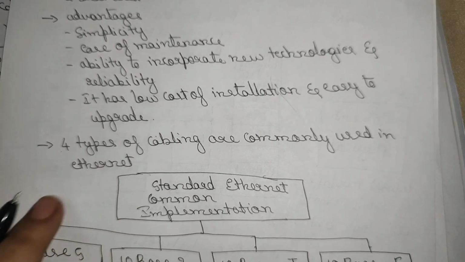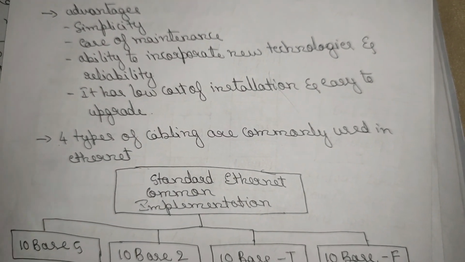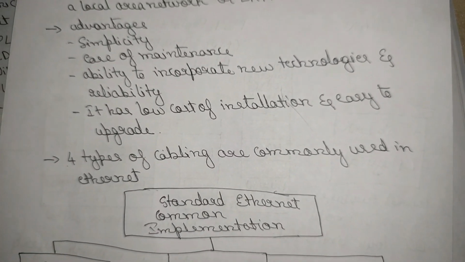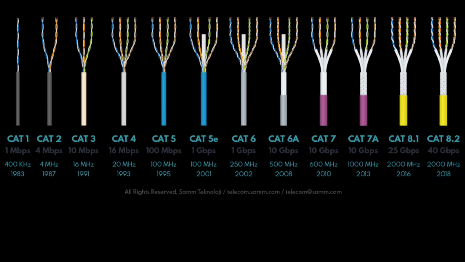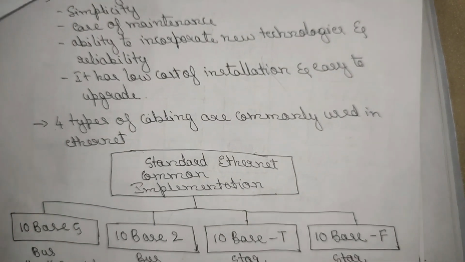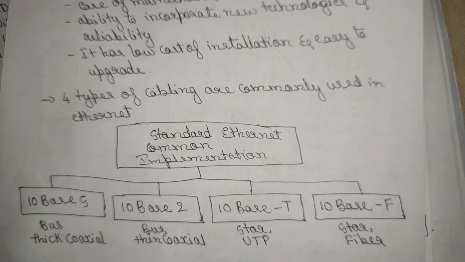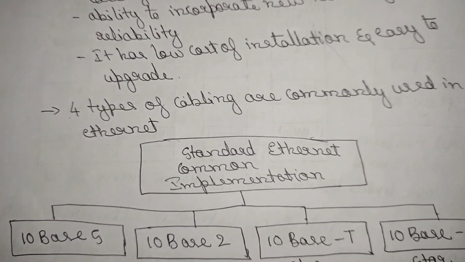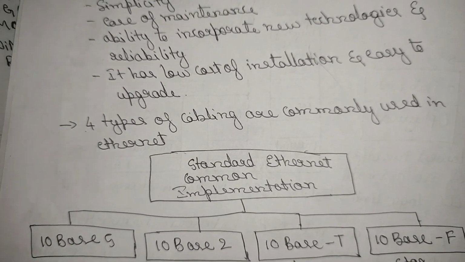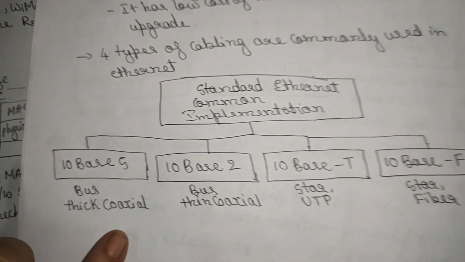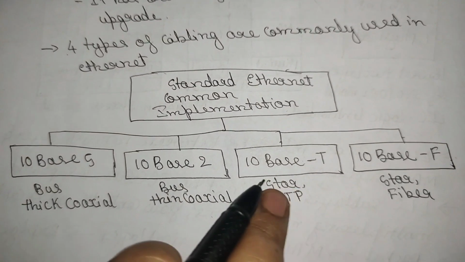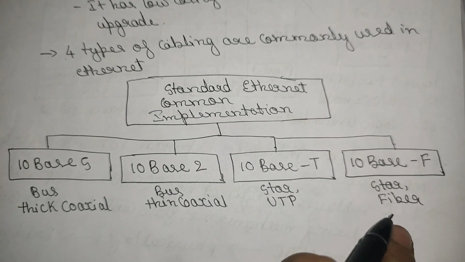Here, 4 types of cabling are commonly used in Ethernet. One is 10 Base 5, 10 Base 2, 10 Base T, 10 Base F. That is bus thick coaxial, bus thin coaxial, star UTP, star fiber.